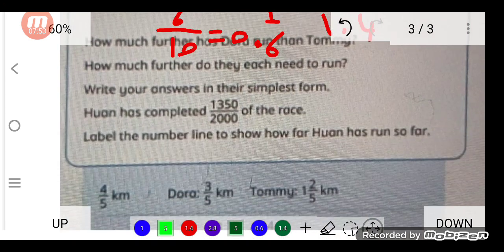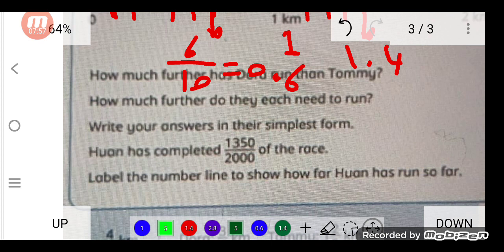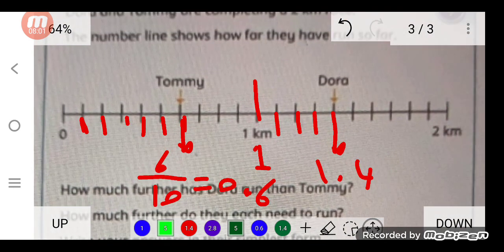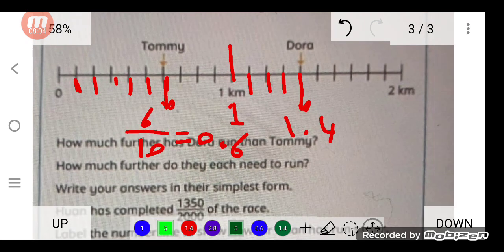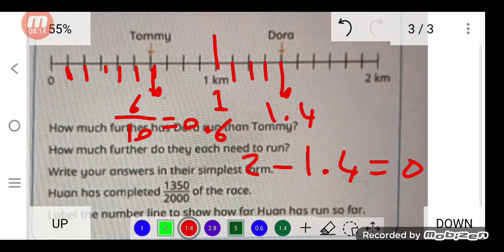Let's see the next question now. How much further do they each need to run? Okay, Dora has completed 1.4 out of 2. So how much further does she need? You subtract 2 minus 1.4. And 2 minus 1.4 is 0.6 kilometers. So Dora needs 0.6 kilometers to complete her run.